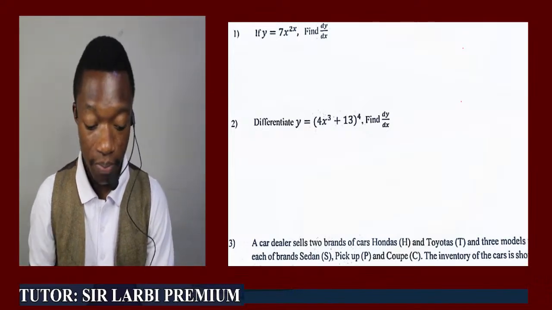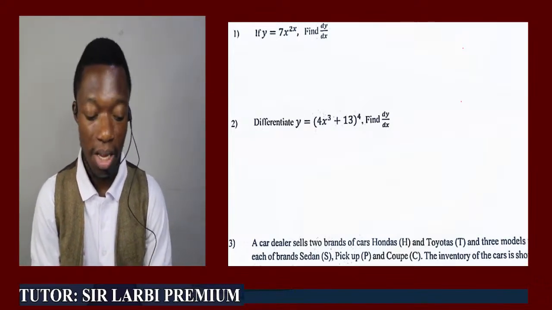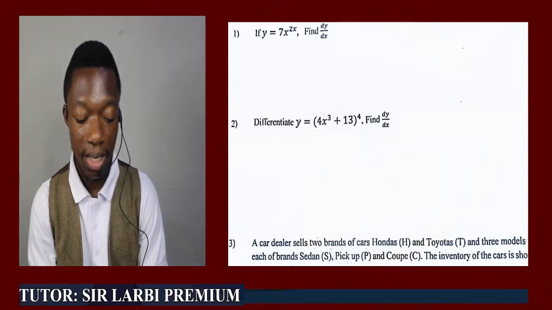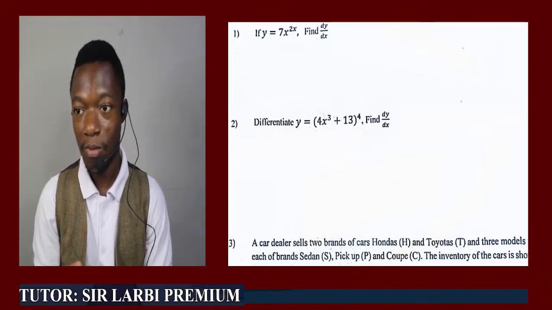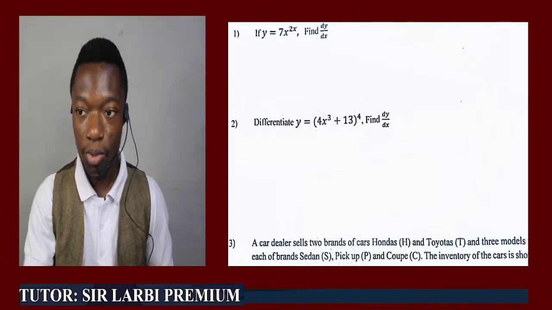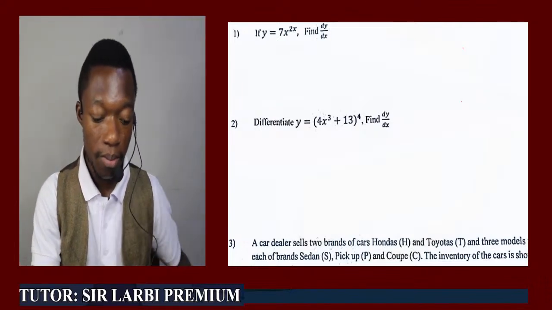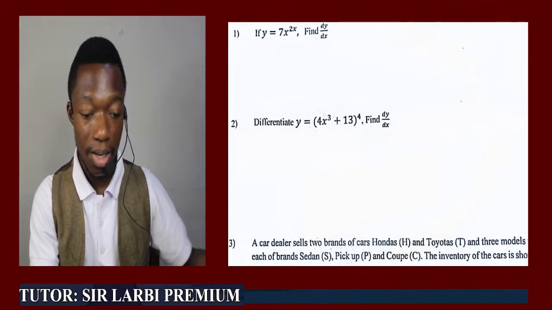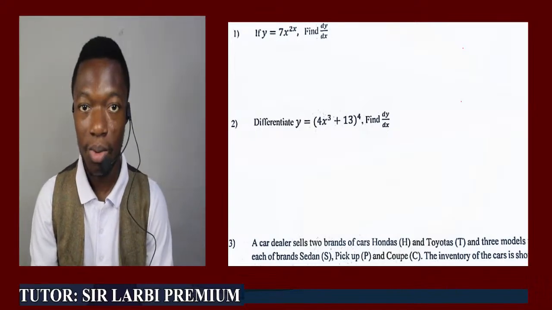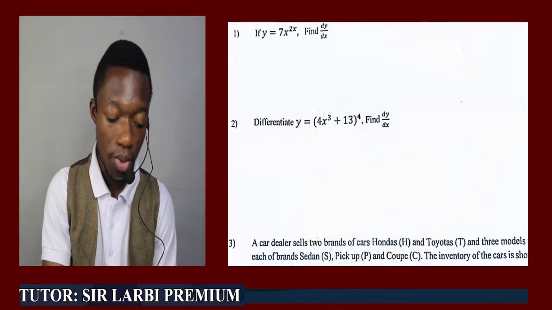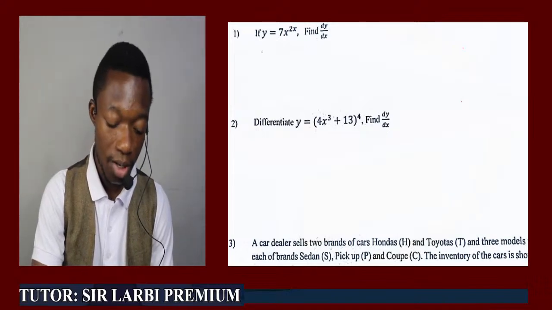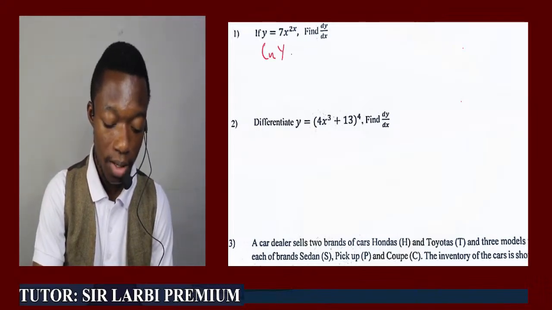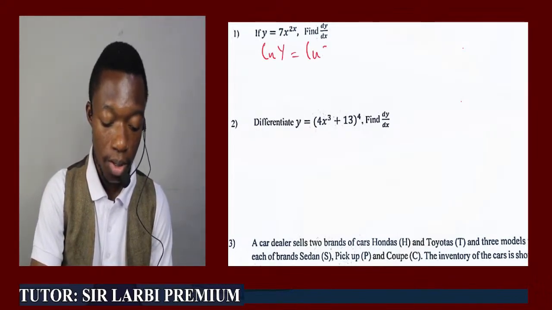Question 1: if y is equal to 7x to the power 2x, find dy over dx. So, first differential, how do we go? Very simple, straightforward. This is an exponential differential. So what do we do? We apply log on both sides of the equation. So we have log y equal to log 7x to the power 2x.